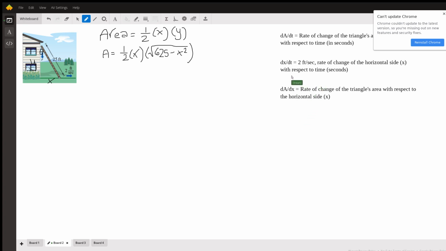So, like with the previous problem, I want you to keep these definitions in mind as we move through. So now that we have an expression for the area in terms of x, we can calculate dA over dx, the rate of change of the area with respect to the side x. So here we would use the product rule.